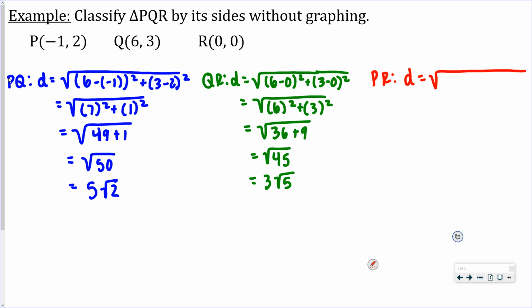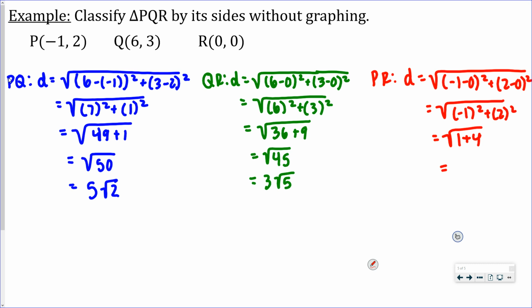All right, PR, last one. Negative 1 minus 0 squared plus 2 minus 0 squared. We get negative 1 squared plus 2 squared, so 1 plus 4. We get the square root of 5. So we have distances between our vertices that are all different side lengths. So what's our triangle? Scalene.